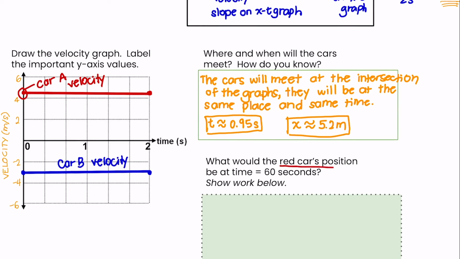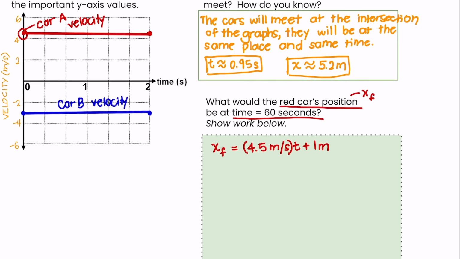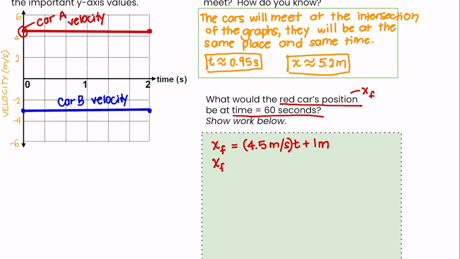and position 5.2 meters. Now we're going to look at red car's position, the final position, to be at time 60 seconds. So we have final position is equal to the velocity, which is 4.5 meters per second, times the time, plus initial position of 1 meter. All right, so now we're going to replace time with 60 seconds because that's what the question is asking for us. So 4.5 meters per second times 60 seconds plus 1 meter.